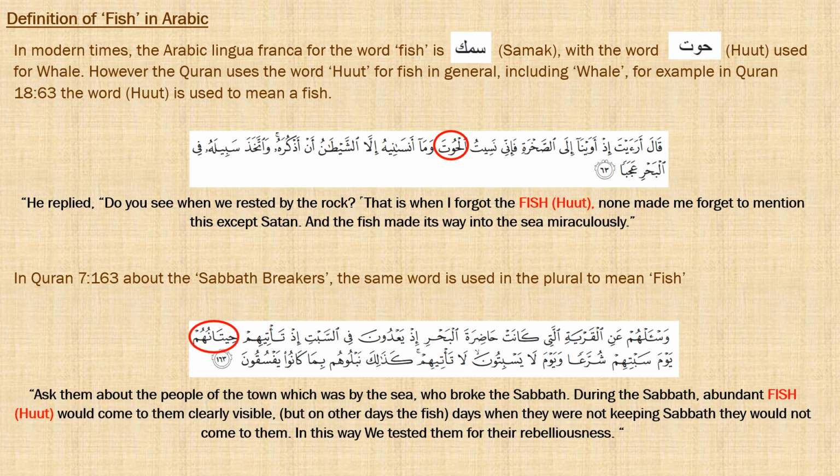For example, in Quran 18:63, the word hoot is used to mean a fish. In Quran 7:163, about the Sabbath breakers, the same word is used in the plural to mean fish. As will be shown shortly, within Islamic sources, hoot has been translated as fish or whale.